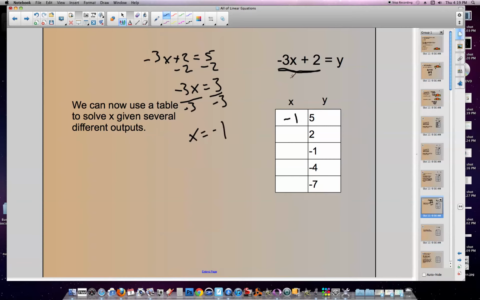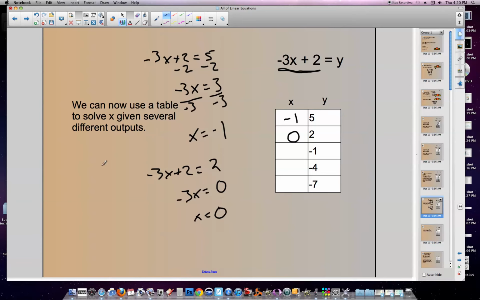And we can go back and check our work. What is negative 1 times negative 3? Well, that's just going to be 3, and 3 plus 2 is 5, so yes. Now it says, what about when the solution is 2? I'm going to use the same thing here. I'm going to say negative 3x plus 2 equals 2. And I'm going to subtract 2 from both sides, and I get negative 3x equals 0, because 2 minus 2 is 0. And now I know when I divide by negative 3, I'm still going to get 0. 0 divided by negative 3 is still 0. So when the output is 2, my input is 0.